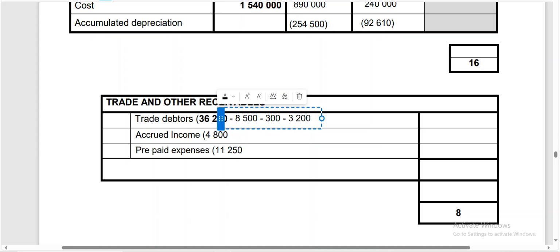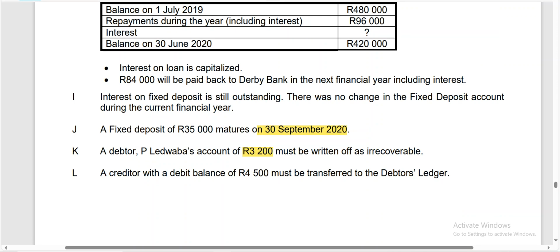Okay, and then next we can go to the next adjustment. Next, they're saying that a creditor with a debit balance, very important for us to remember the type of balance. This person has a debit balance. It means the creditors control has got a debit balance. The same must be transferred to the debtors' ledger. Now, at the moment, my creditors control has got a debit balance. Remember, your liabilities increase on the credit side and decrease on the debit side. So it means it's a minus at this point.